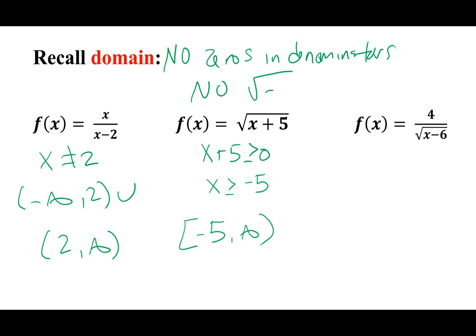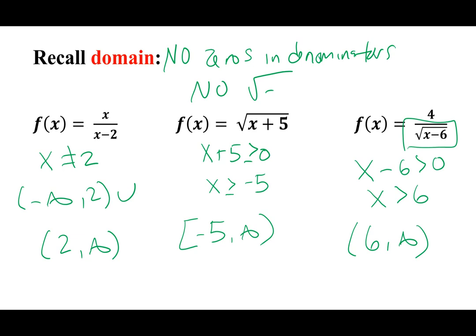Kind of putting those two things together, if you had the square root of x minus 6 in the denominator, not only can you not actually have 6, but you also can't have anything that would make a negative. So you would actually say that x minus 6 has to just be greater than 0, which means that x would be greater than 6, which means that the domain would be parentheses 6 to infinity.